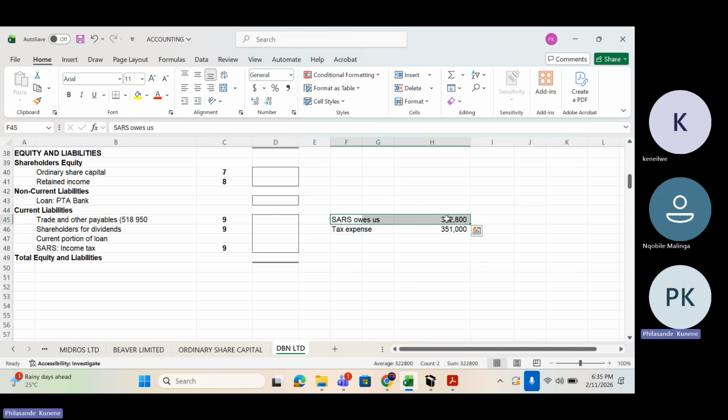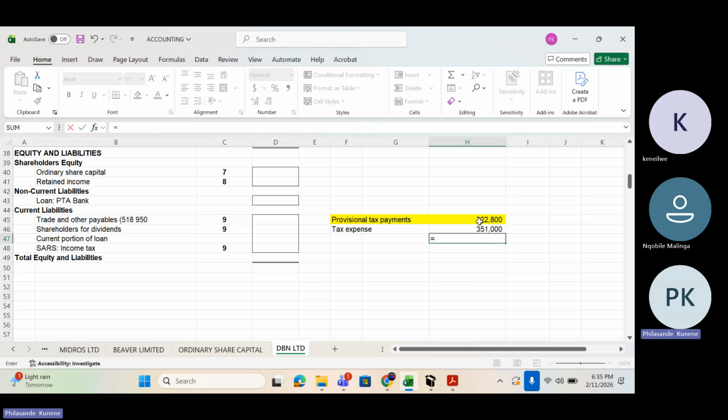These are provisional tax payments. What is a provisional tax payment? These were payments that were made during the year, right? These are the payments that we made during the year while waiting for SARS to charge us, so that we know how much SARS is charging us. We found out that SARS charges 351,000, so we need to add more to what we paid. We only paid 322,000, then the difference needs to be added.